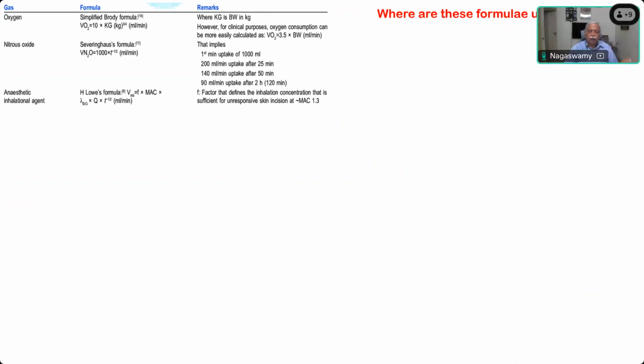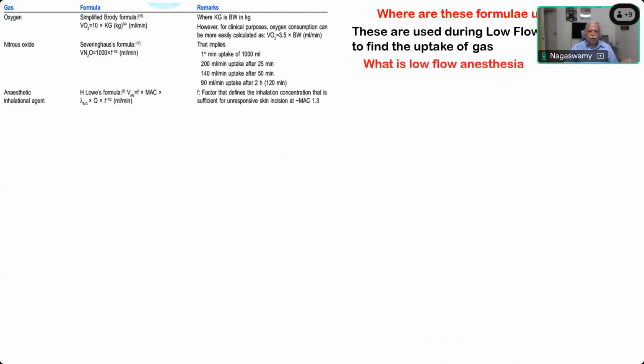Where do you apply this formula? Your answer is right. You are finding out how much is being consumed, but why do you want to know how much is being consumed? So they are used during low flow anesthesia to find the uptake of gas. Okay. What is low flow anesthesia?